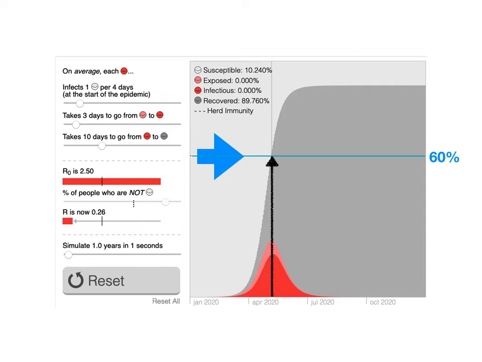At the end point, which is the point where the grey line levels off, almost 90% of the population eventually is infected. So don't take the 60% number as an indication of the maximum who are likely to ever get infected. If you let the thing run out of control, it's a much higher fraction.